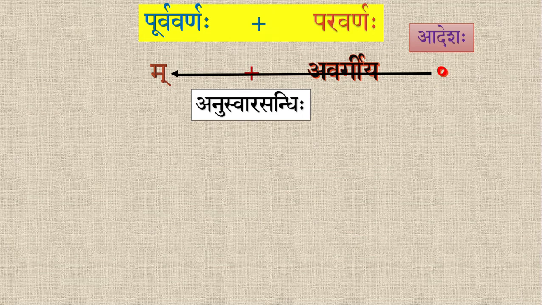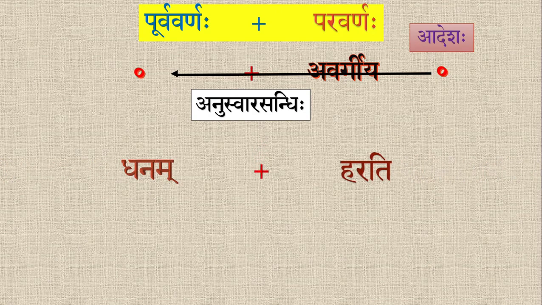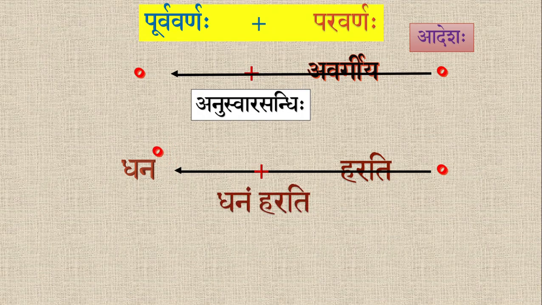In the example we have here, that is Dhanam plus Harati. What shall we do to combine them? Yes. From the word Dhanam, Makaraha is lost. Makaraha is lost with the entry of Anuswaraha. The pronunciation doesn't change, but the writing must change. So it becomes Dhanam Harati.